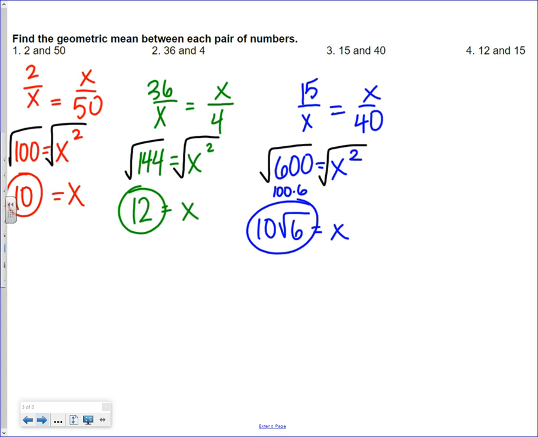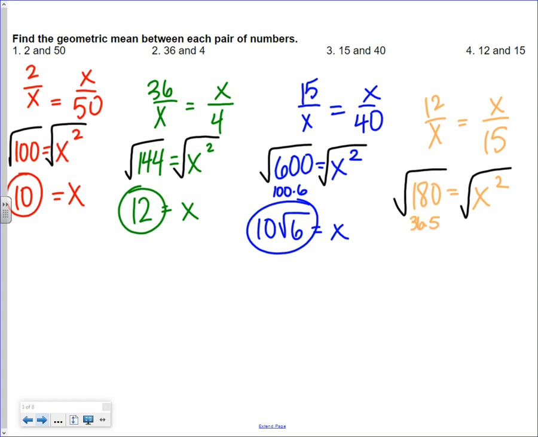Okay, let's find one more geometric mean. So I'm going to put those x's diagonal of each other. And I'm going to put my extremes in the other two spots. What is 12 times 15? And what is x times x? So we're going to take the square root of 180, and it's not a perfect square. It's irrational. So I ask you, what can I find within 180? 36 times what, sir? Wonderful. And which one of those comes out? The 36, and it comes out as a 6, and the 5 is left underneath.